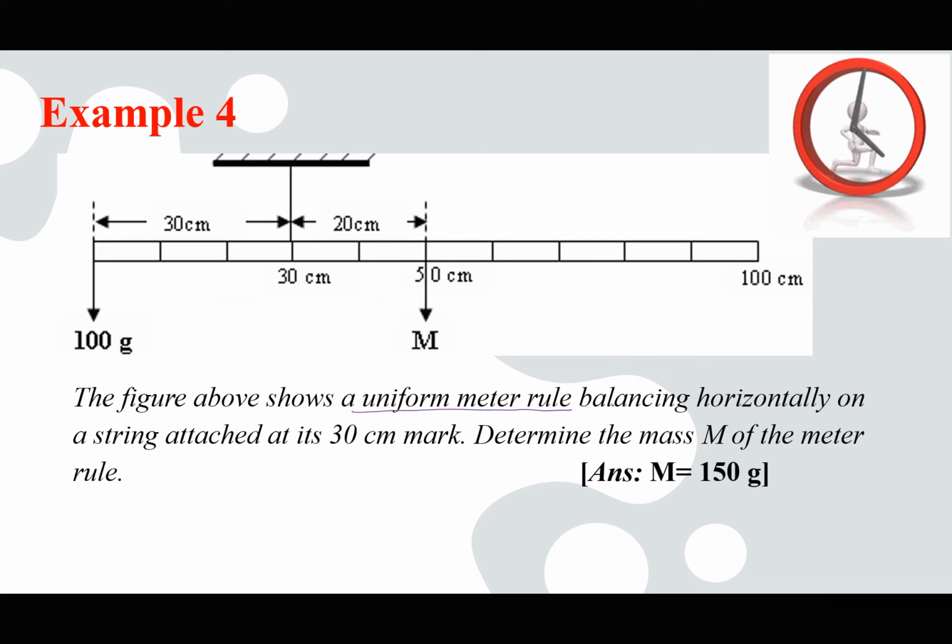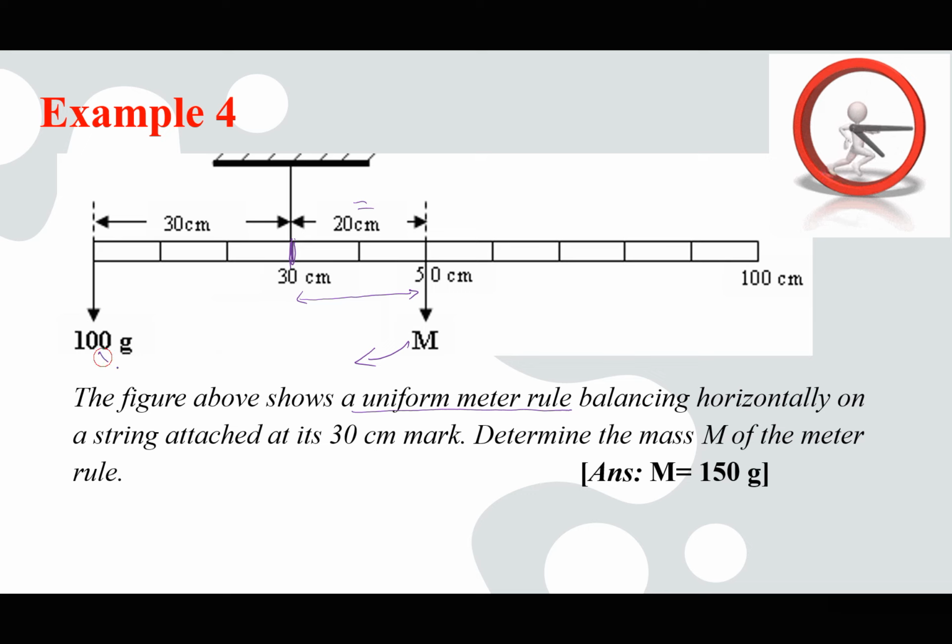So the figure above shows a uniform meter rule balancing horizontally on a string attached at its 30 centimeter mark. Determine the mass m of the meter rule. Okay. So this is going to be the turning point where the string is attached. So the mass m is going to cause a clockwise moment about this fixed point. The perpendicular distance is given as 20 centimeters. If you want, you can change the units, but I know the centimeters cancel out.